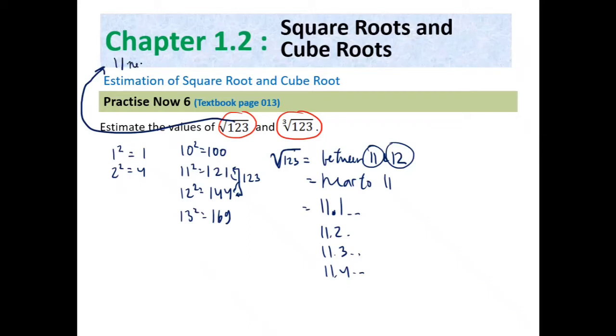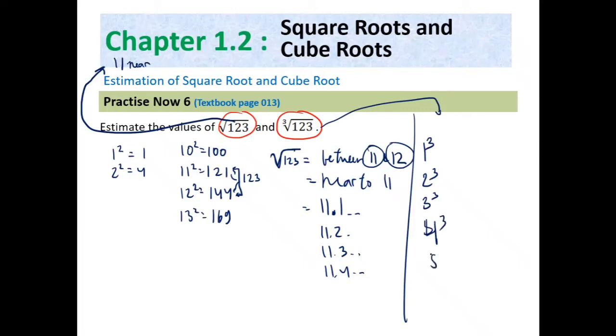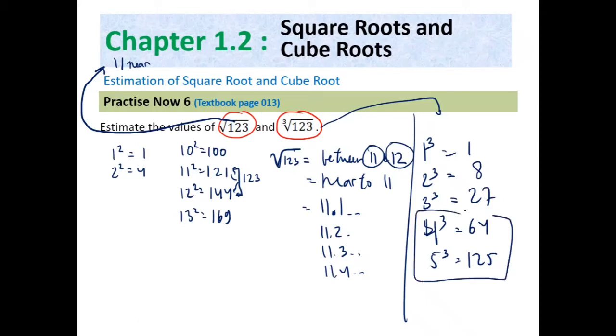How about the cube root of 123? Okay, you can give the other cubes, 1 cube, 2 cube, just check it. 3 cube too much. 4 cube, 5 cube, 125, 64. Okay, I have to think about this. Cubes, I don't memorize at all. 3 times, 27, 8, 1. So the cube root of 123 is in between 4 and 5, but near to 4 or 5, guys?